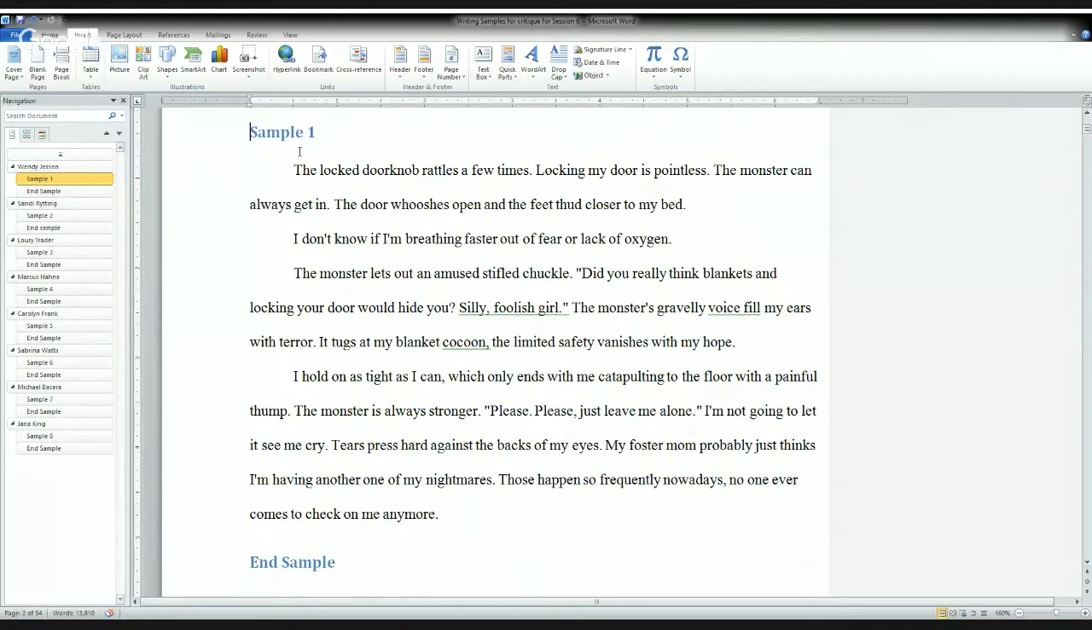I don't know if I'm breathing faster out of fear or lack of oxygen. The monster lets out an amused, stifled chuckle. Did you really think blankets and locking your door would hide you? Silly, foolish girl. The monster's gravelly voice fills my ears with terror. It tugs at my blanket cocoon. The limited safety vanishes with my hope. I hold on as tight as I can, which only ends with me catapulting to the floor with a painful thump. The monster is always stronger. Please, please, just leave me alone. I'm not going to let it see me cry. Tears press hard against the backs of my eyes. My foster mom probably just thinks I'm having another one of my nightmares. Those happen so frequently nowadays, no one ever comes to check on me.